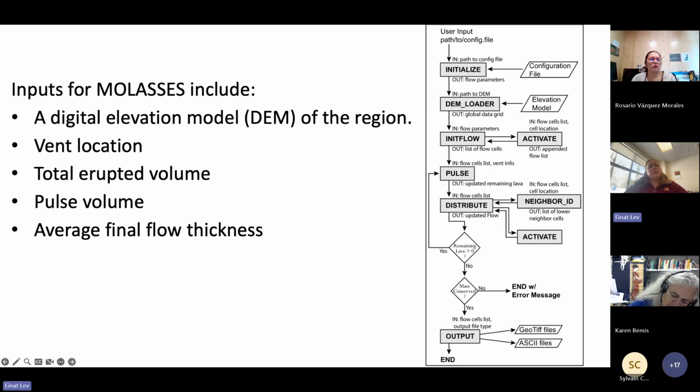Like I said, for Molasses, you want to provide a DEM, the location of the vent, the total eruptive volume, a pulse volume, so how much is in each pulse, and then the average final flow thickness. This is a flow chart where you can see how it goes through and distributes until the end, where you get the output either in ASCII or GeoTIFF.